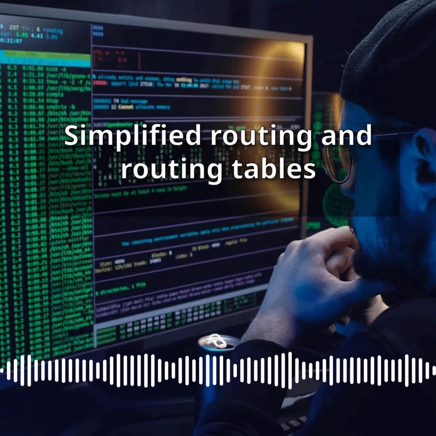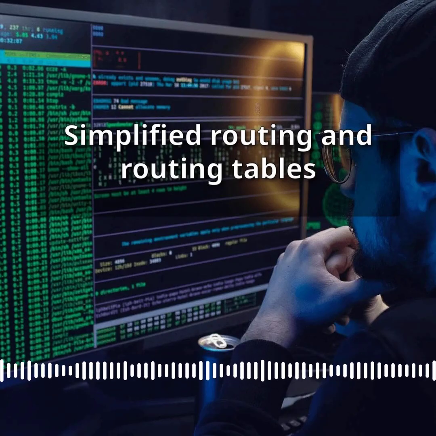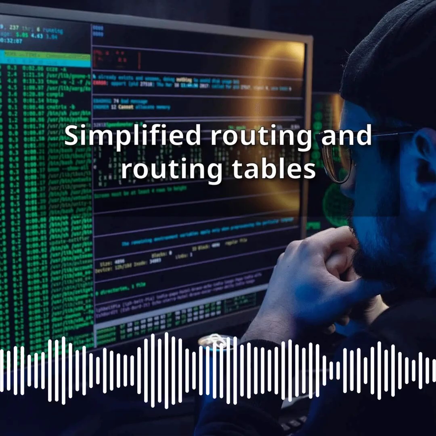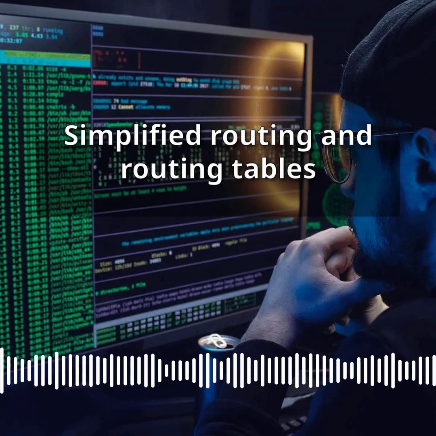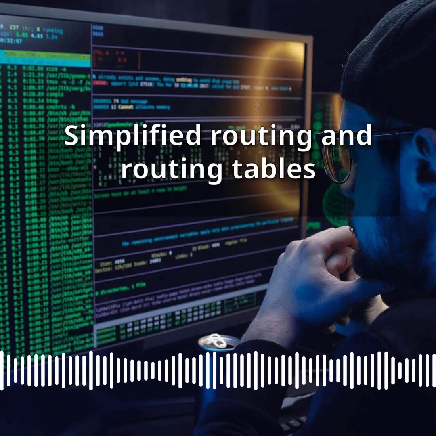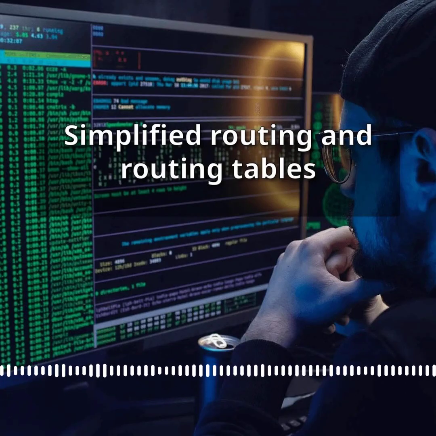In this table, the first two entries are for directly connected networks. The third entry is a static or dynamically learned route to the remote office. The fourth entry is the default route, which catches all other traffic and sends it toward router B. When a router receives a packet, it performs what is called a longest prefix match. This means the router selects the routing table entry with the most specific, longest, matching prefix for the destination address.